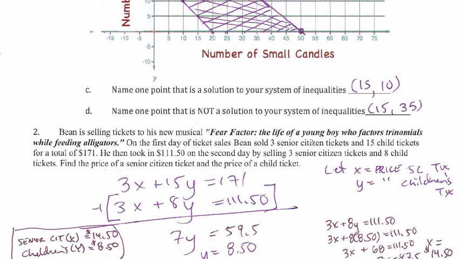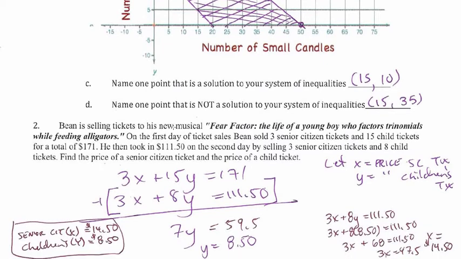Fear factor. The life of a young boy who factors trinomials while feeding alligators. That's clever, huh? So on the first day, Bean sold 3. Now I can almost see this equation coming out of my head right here. 3 senior citizen tickets. So it's 3x, okay, plus 15 child, 15y. That equaled $171. On the next day, it was 3 senior citizen, 8 child is $111.50.